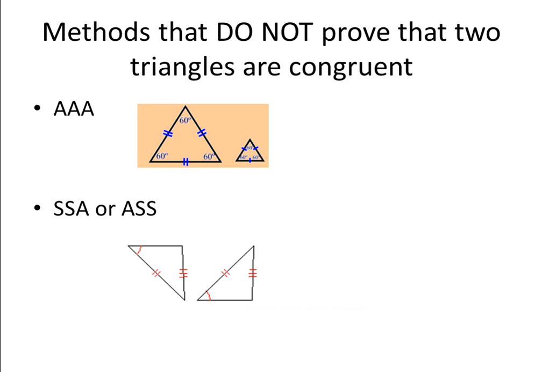Methods that do not prove that 2 triangles are congruent. Angle, angle, angle, that only proves that the 2 triangles are similar. So these 2 triangles are similar, but they are not congruent. And then also SSA or ASS, side side angle or angle side side. That is another method that does not work.